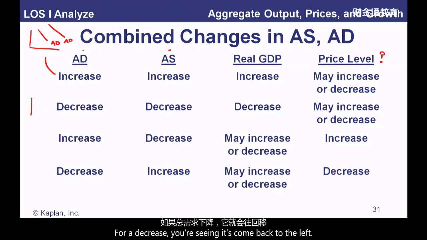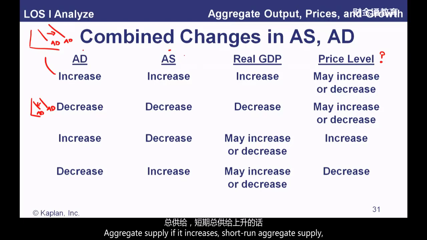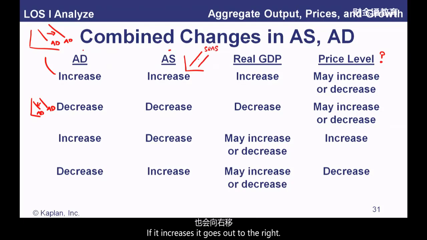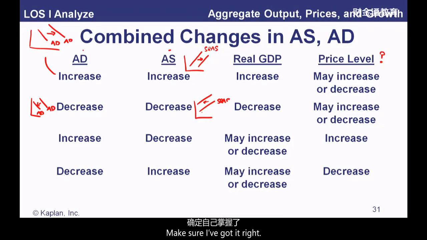For a decrease, you're seeing it come back to the left. So out to the right for an increase, back to the left. Aggregate supply, if it increases, short run aggregate supply, if it increases, it goes out to the right. If it decreases, coming back to the left. So if you've got those in your head and you can kind of picture it, and just in the exam even, I would scribble down the diagram. If I did the exam again today, I would write the diagram down, make sure I got it right.